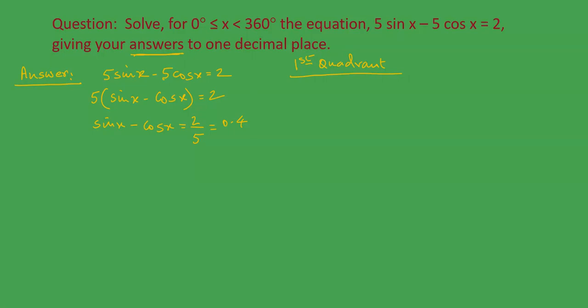As we know, as x moves from 0 degrees to 90 degrees, that is the first quadrant, the sin value goes on increasing from 0 to 1. Sin 0 is 0 and sin 90 is 1. And cos 0 is 1 and cos 90 is 0, so the cos values will be going on decreasing.